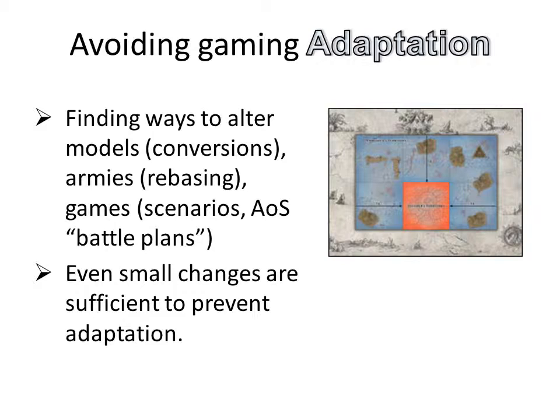Well, find ways to alter models in small ways. So conversions, making slightly different models, rebasing your armies. I was quite surprised at how putting the round bases on your armies can really freshen it up and stop that adaptation. And in your games, try adopting scenarios. So I've been intrigued by these AOS battle plans that have come out as ways of making the game run in a different way. So it's the same core game, but you're just tweaking it slightly. And these small changes should be sufficient to prevent adaptation.